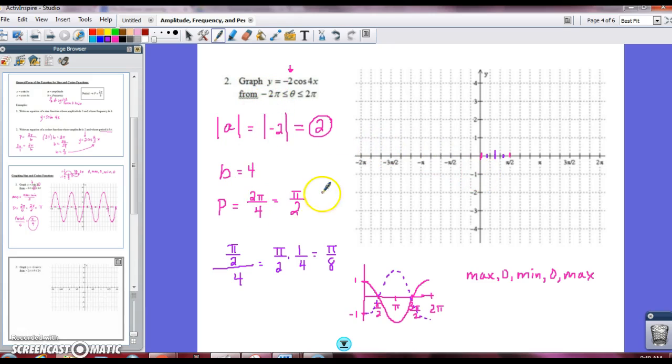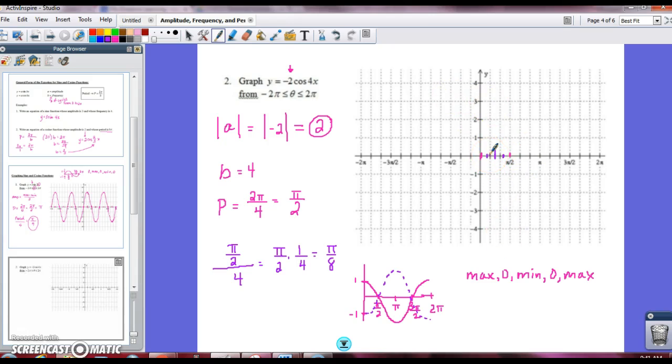And our period is pi over 2, meaning I'm going to complete one entire cycle in pi over 2 radians, which means I want to make my intervals pi over 8, so that all of my key values happen every pi over 8 radians. So if you divide pi over 2 in half and then divide it in half again, that will give you those pi over 8 sections.